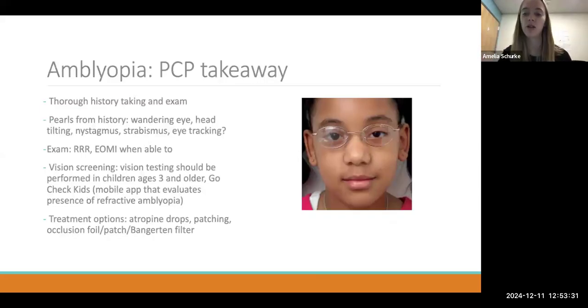This picture is a picture of foils. And so her right lens is foiled or blurred, and then the left lens is not blurred. So we would blur the good eye, and then we would fix or correct the vision in the left eye. So it's important to take a thorough history and exam, certainly. And I think particularly things to think about.